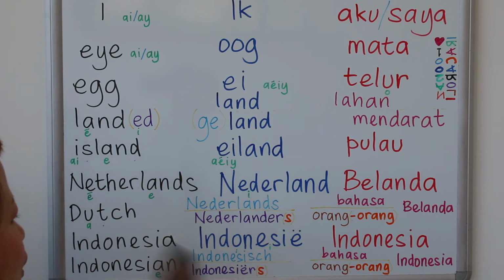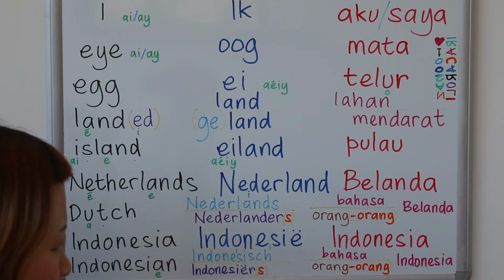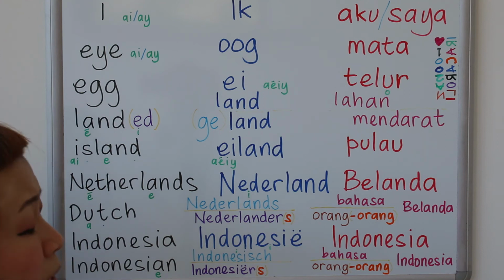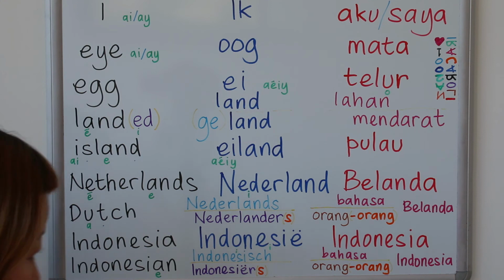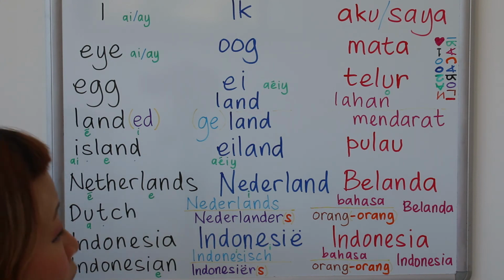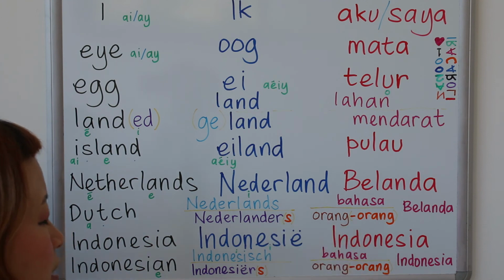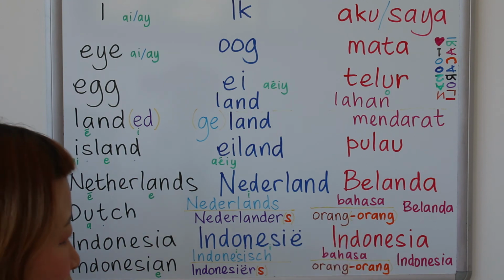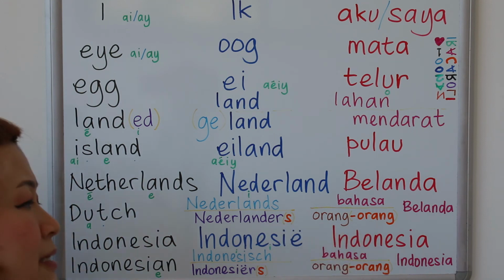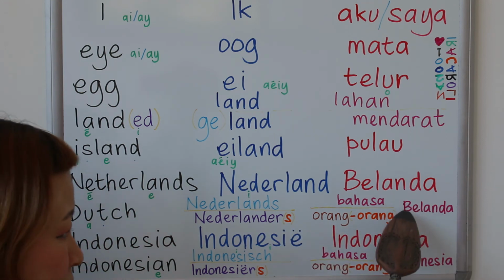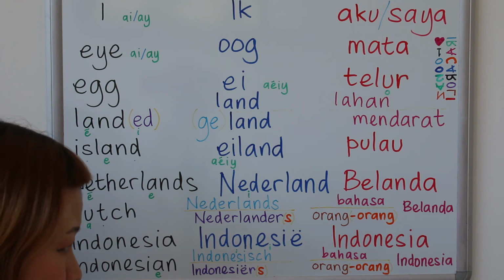And now, Dutch people. It becomes a phrase that mostly consists of two words. First word is orang, and the second one is the name of the country, Belanda, in this case.